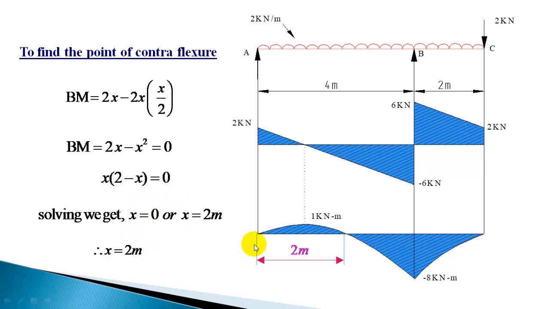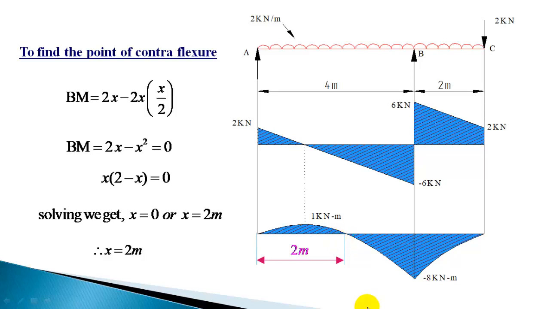x is 0 is not a required point, because x is 0 is not a point of contraflexure. x is 2 meter. It's this point where we have the point of contraflexure. So the point of contraflexure is 2 meter away from the left end.